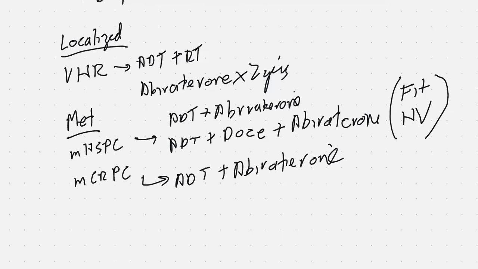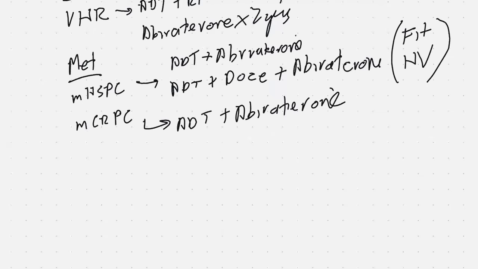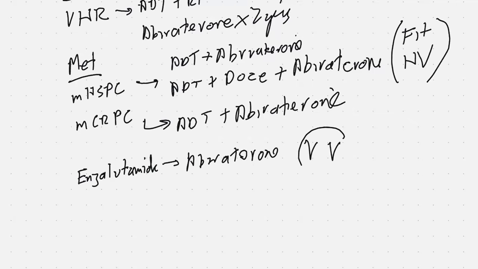Now, another interesting thing is if the patient has been exposed to enzalutamide earlier, then the effect of abiraterone, although it can be given on progression, is lesser. Okay, and vice versa. So once the patient has been exposed to an androgen receptor pathway inhibitor such as enzalutamide or darolutamide or apalutamide, then if you give abiraterone, the effect is lesser, and vice versa.